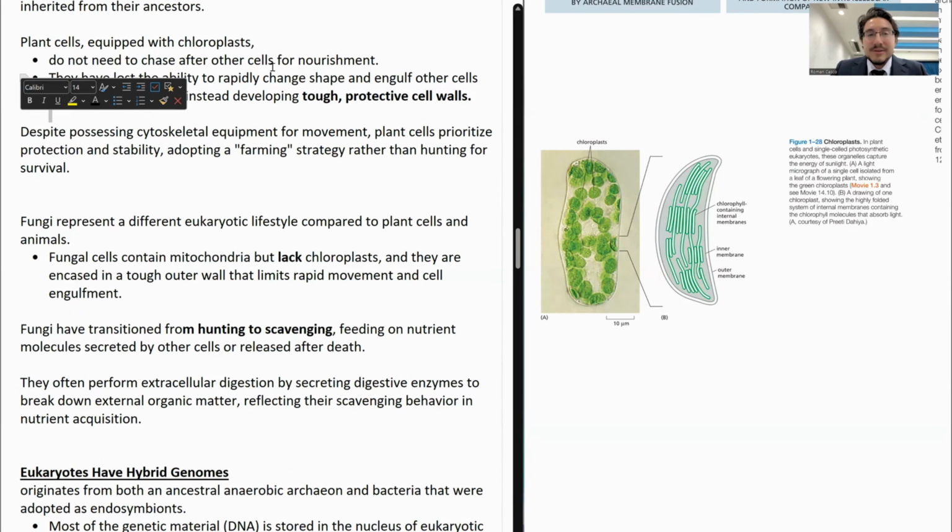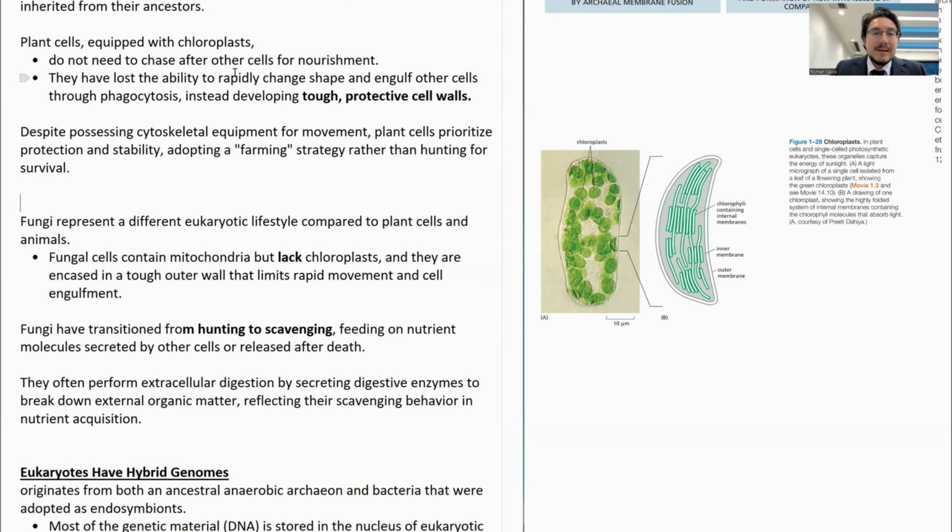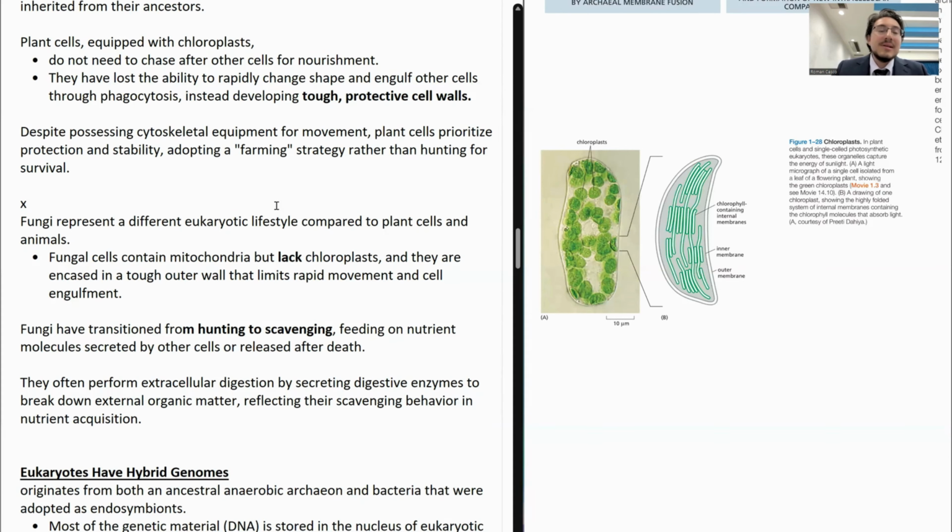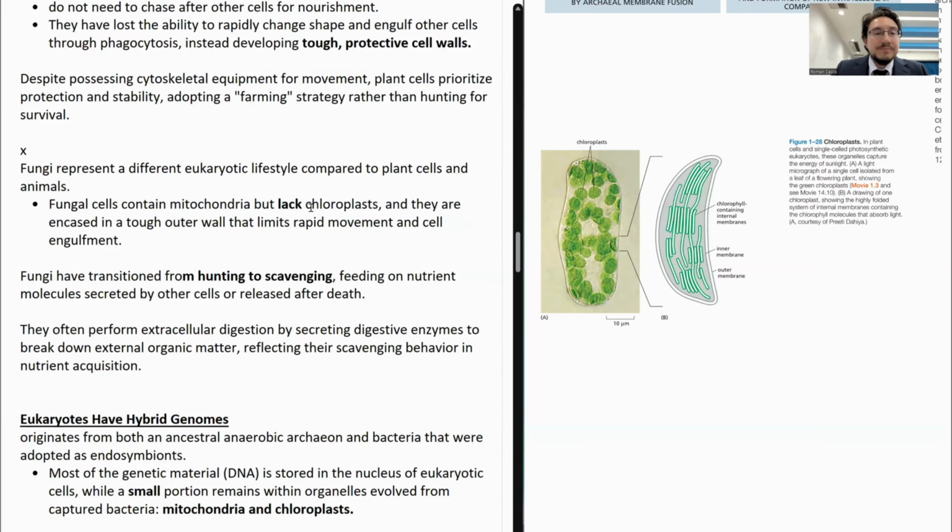They don't need to chase other cells for nourishment. They don't necessarily need to change their shape all the time to phagocytize other cells. Instead, they could have a much sturdier formation, maybe the formation of cell walls, even protecting itself from other single-celled predators.